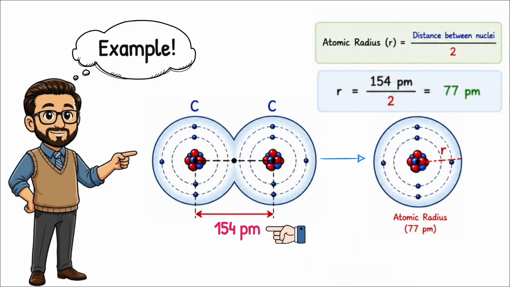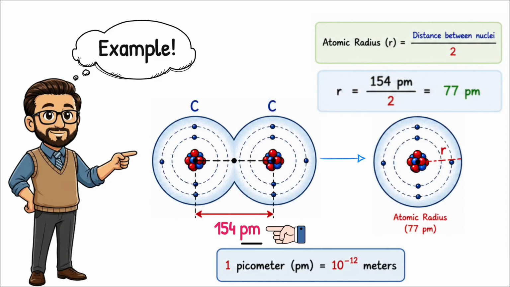Remember this important point. Picometer, or pm, is a very small unit of length. 1 picometer is equal to 1 trillionth of a meter. Because atoms are extremely tiny, scientists usually express their sizes in picometers.